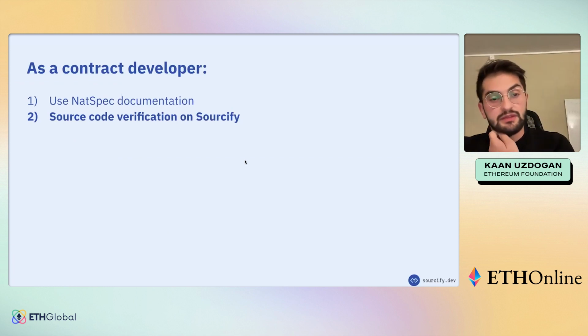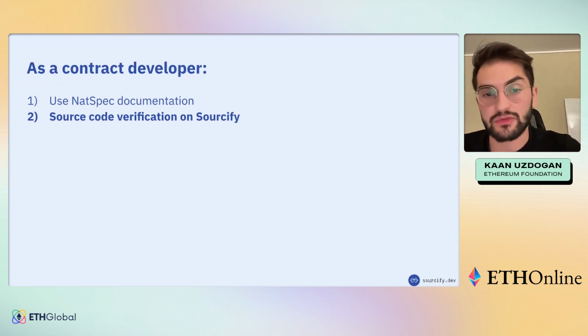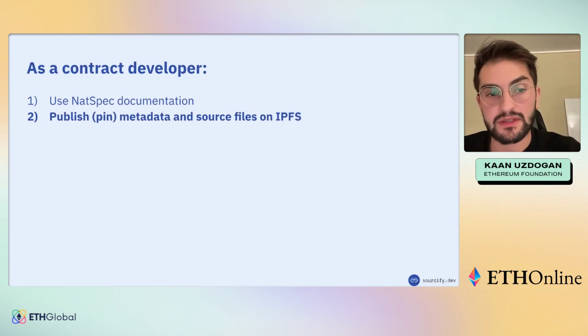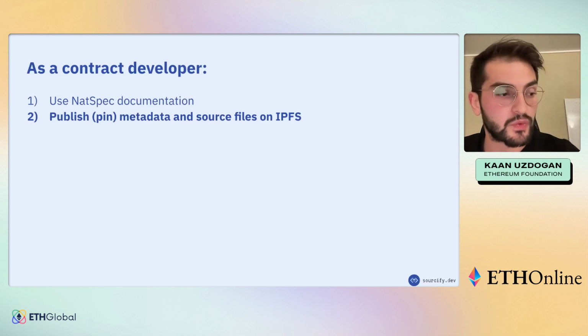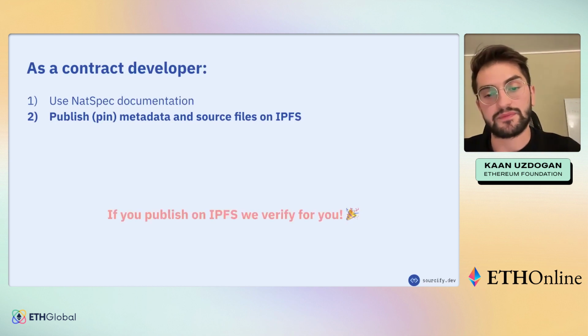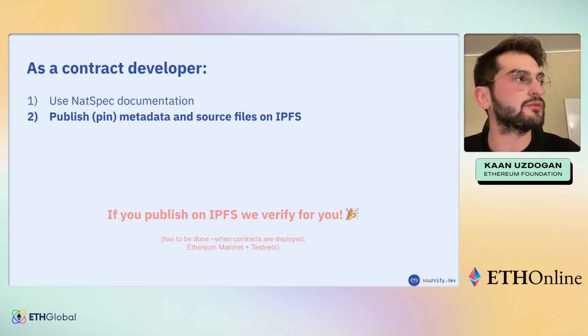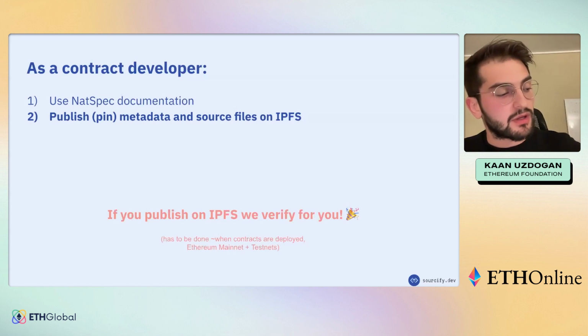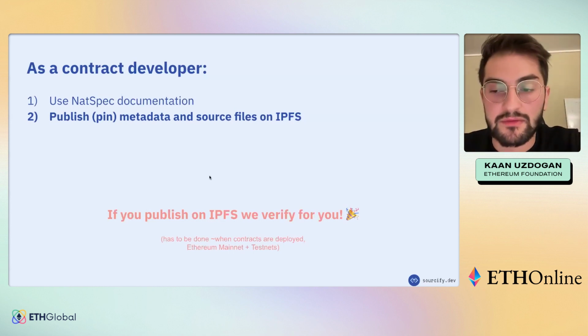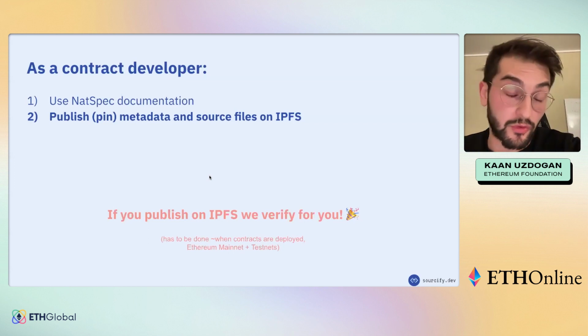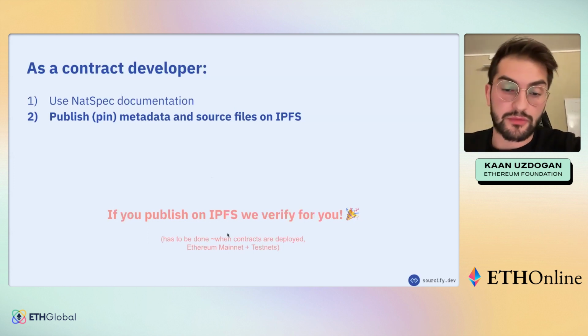So that means the second step, source code verification on Sourcify, actually becomes publishing metadata and source files on IPFS. You don't even have to go to Sourcify and verify the contracts. The only thing you have to do is publish your source file as well as the metadata in a reasonable amount of time. It has to be done when the contracts are deployed. We have a buffer of around 5 to 10 minutes, so you have to publish that within 5 or 10 minutes after the deployment, or even before maybe. And this is only done on the Ethereum mainnet and testnets.